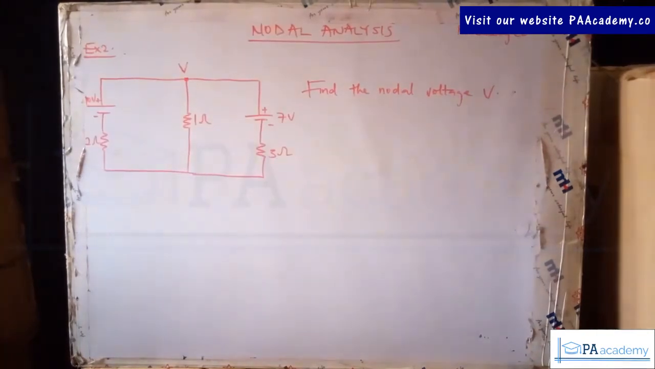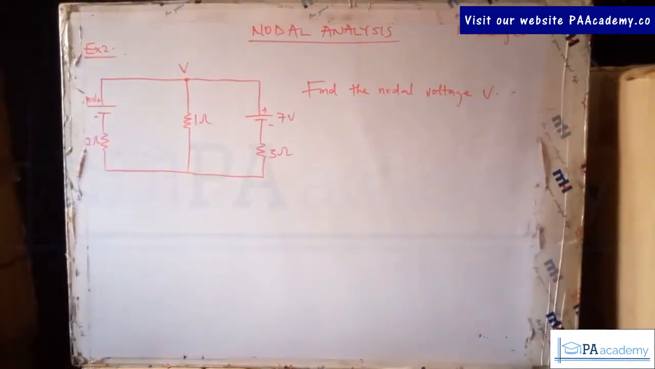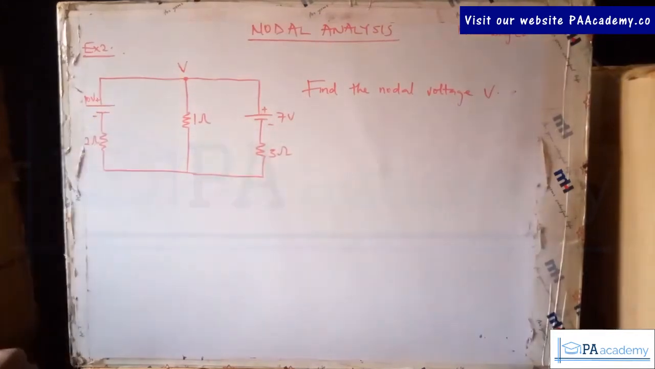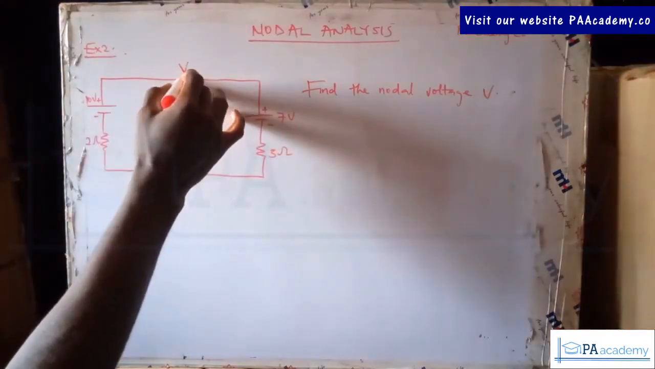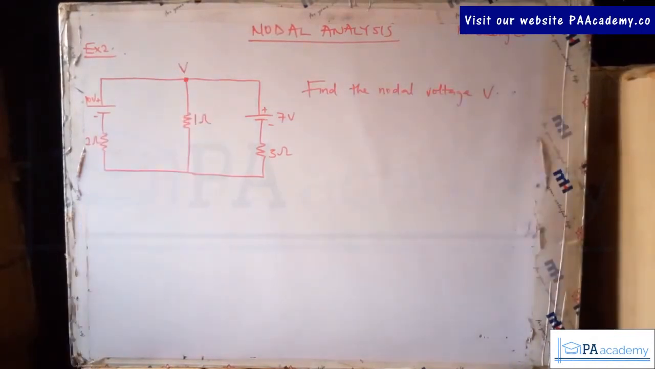Alright, so this is example 2. Let's analyze this circuit. The question is the same thing: find the nodal voltage, but this is a different circuit. Find the nodal voltage V. This is the node we are asked to look for the voltage at. We represent it with V because we don't know the value. Like I said earlier, if you are solving nodal analysis, one of the first things you do is identify how many nodes you have in that particular circuit.